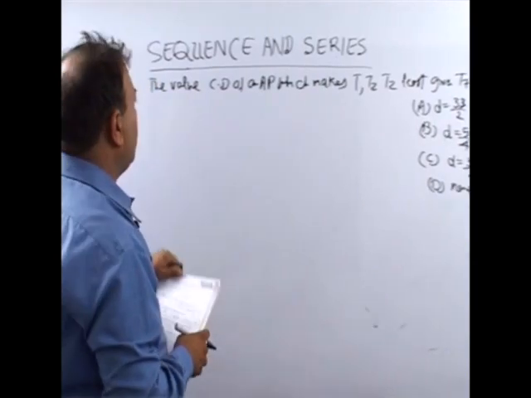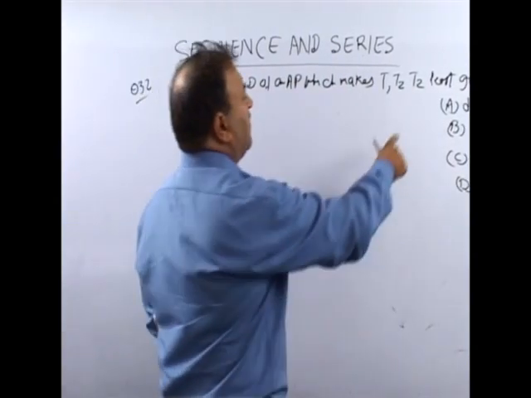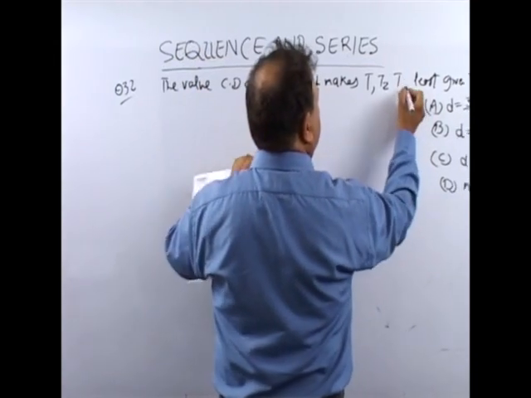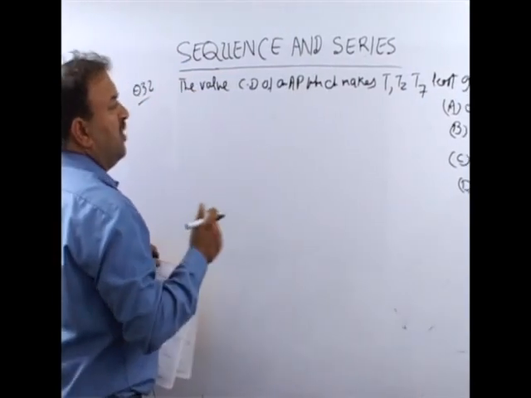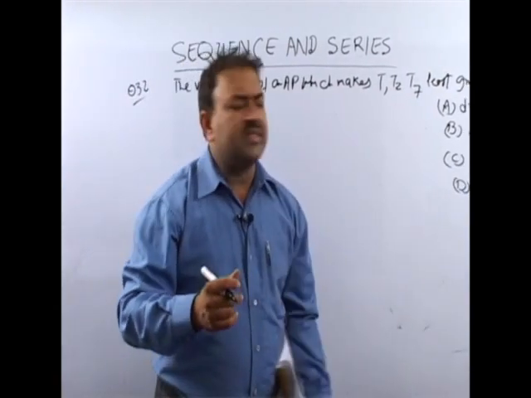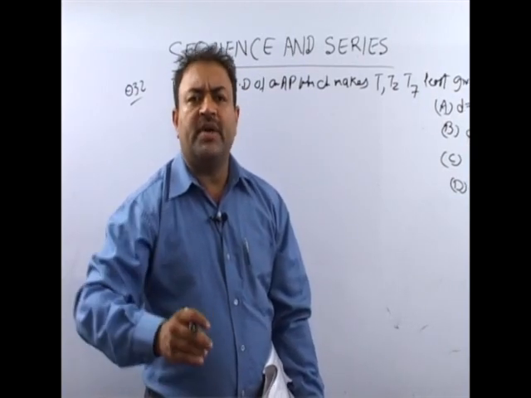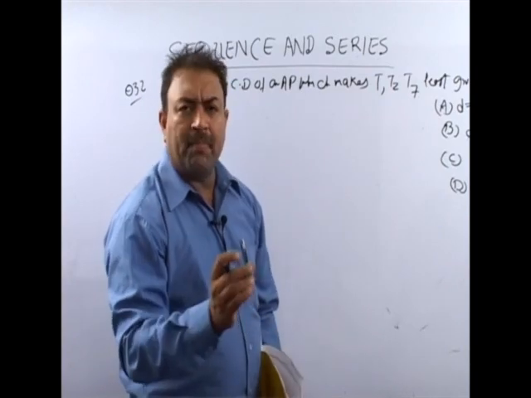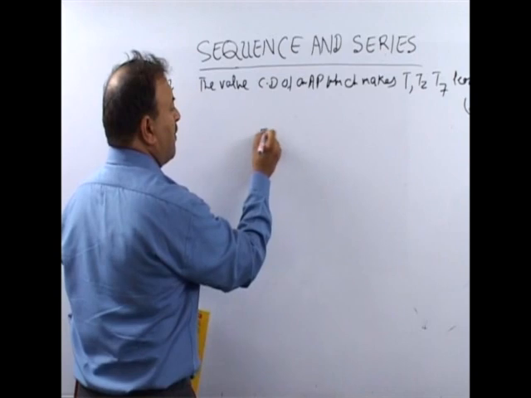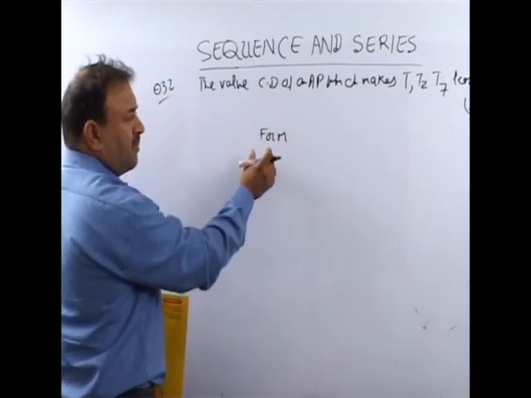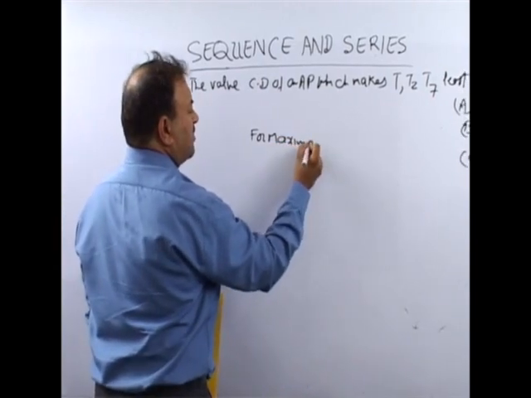Now, the value of the common difference of an AP which makes the product T1, T2, T7 least. We know that whenever we have to find a maximum or minimum value, the concept of differentiation will be used. What we did in plus 2 class was the concept for maxima or minima. First I write the concept, then I rub it and start the question.